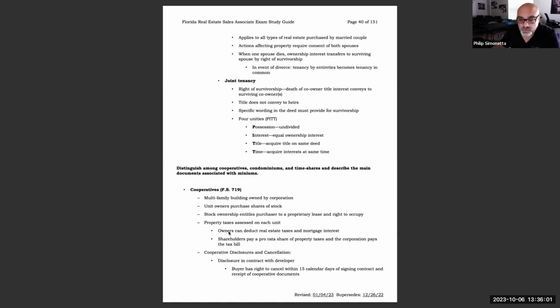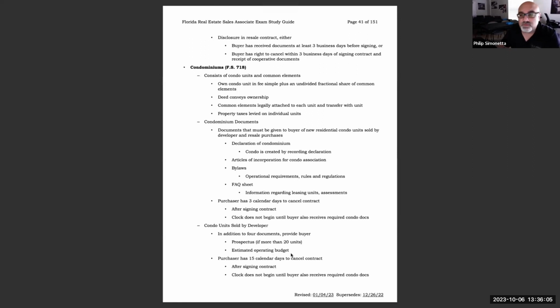So new construction from a developer, 15 days. In a resale contract, you have to get the documents, and the buyer has the right to cancel within 3 days of signing the contract and the receipt of the documents. So whenever you get both of those, your 3-day period starts. So, right, 15 days developer, 3 days resale.